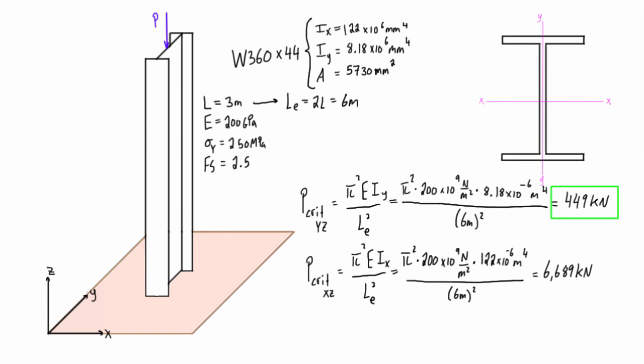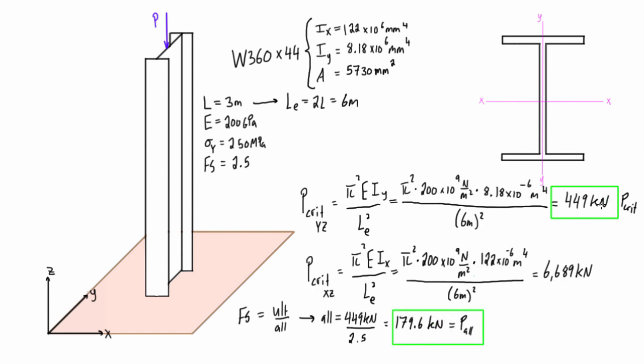Now, if we want to figure out our allowable load, if you're given a factor of safety, then we say that our factor of safety is equal to our ultimate load over our allowable load. So we just switch those, and our allowable is equal to our ultimate, which in this case is our P critical, 449 kilonewtons, and we divide that by the factor of safety, 2.5. That gives us an allowable load of 179.6 kilonewtons. That's our P allowable. This was P crit. Let's throw a box around that too.